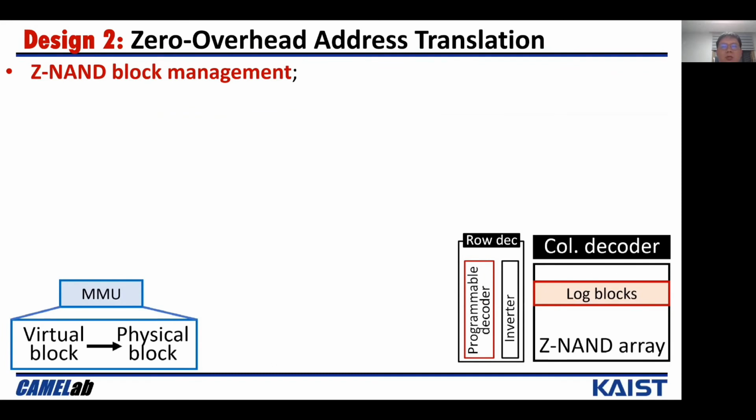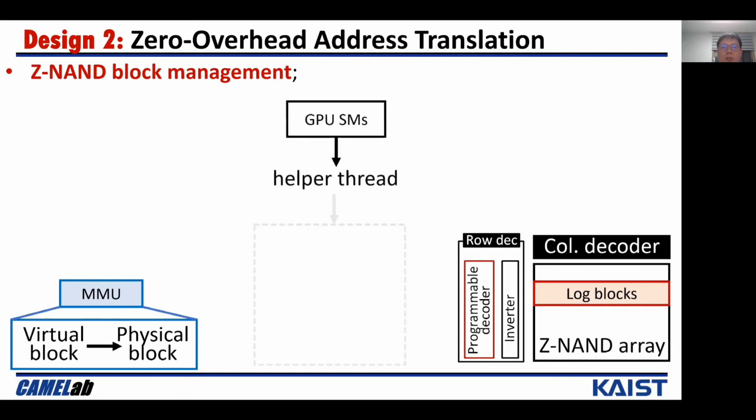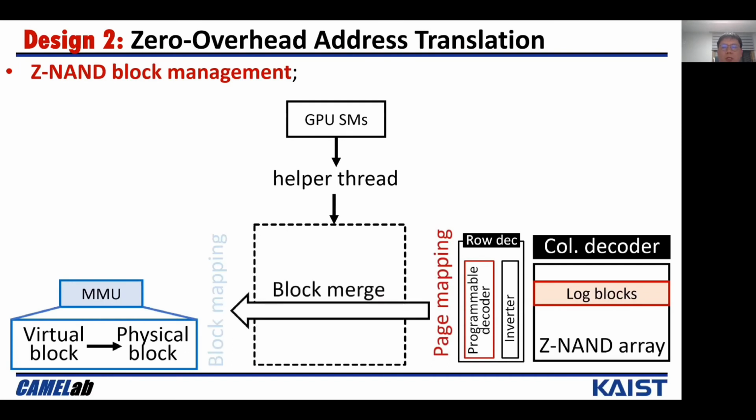In addition to the new design of the MMU and the ZNAND, we also create a helper thread to manage the ZNAND blocks. For example, when the log blocks are fully programmed, the helper thread will merge the page mapping information to the block mapping table in the MMU. Afterwards, it will migrate the data stored in the log blocks and erase the log blocks. The helper thread also performs garbage collection and wear leveling.